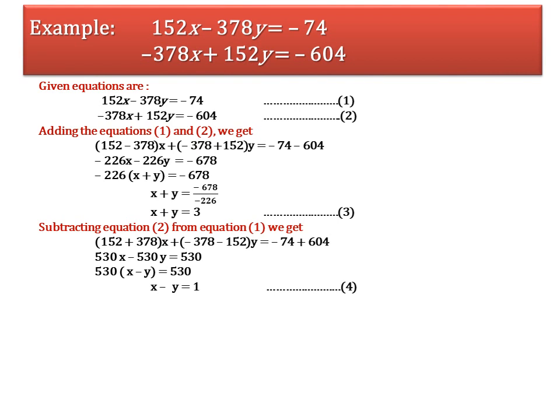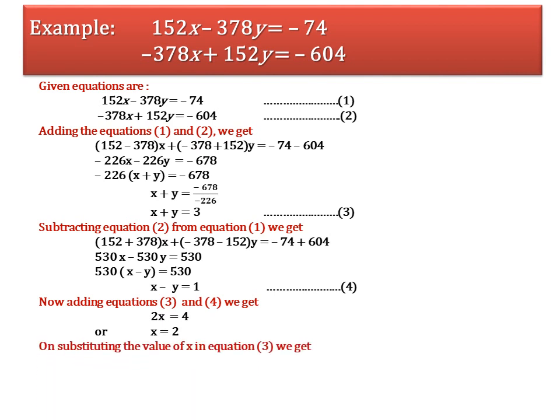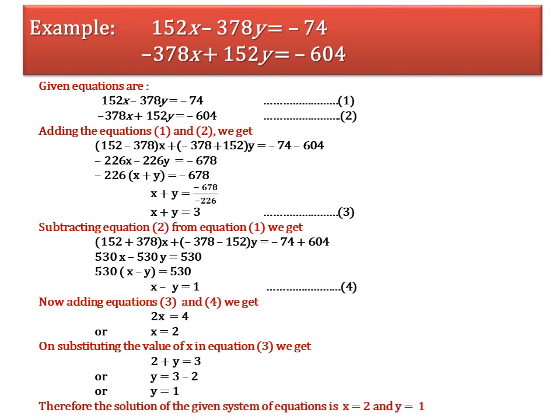Now we have to solve equation 3 and equation 4 to get the values of x and y. Adding equations 3 and 4, we get 2x equals 4. Dividing both sides by 2, it gives x equals 2. Now we have the value of x. On substituting the value of x in equation 3, we get 2 plus y equals 3, or y equals 3 minus 2, so y equals 1. Therefore, the solutions are x equals 2 and y equals 1.